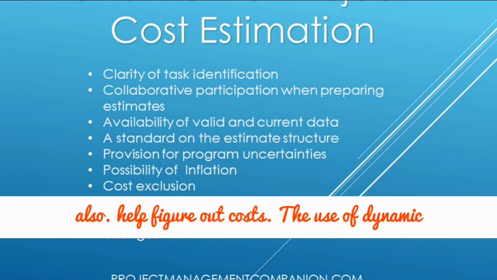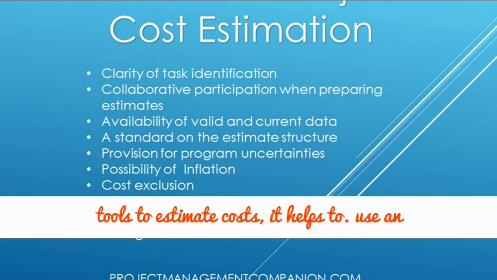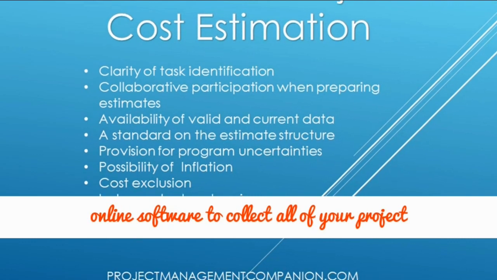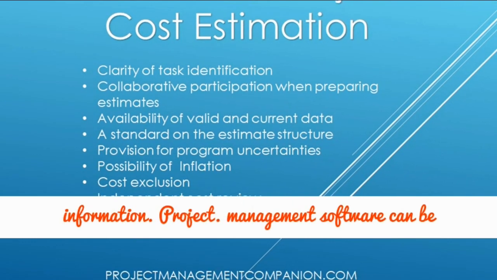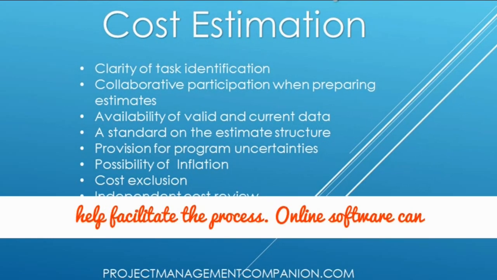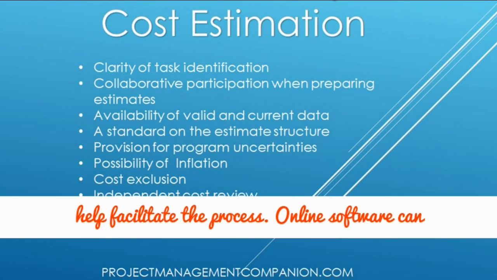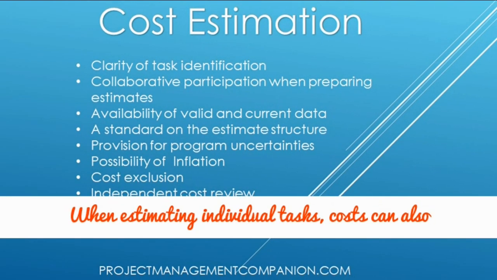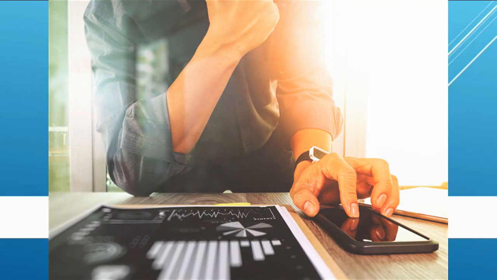The use of dynamic tools to estimate costs. It helps to use an online software to collect all of your project information. Project management software can be used in unison with many of these techniques to help facilitate the process. Online software can be used to define project teams, tasks, and goals. When estimating individual tasks, costs can also be collected and tracked on an online Gantt chart. This can be refined by using the online tool of your choice. This is also the case when estimating resource cost.